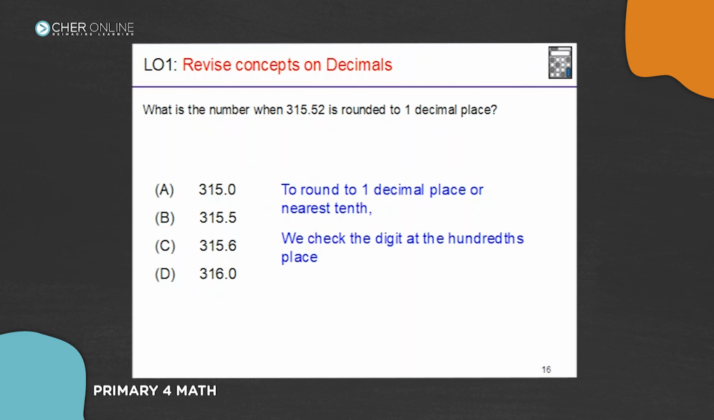To round off to 1 decimal place, or the nearest tenth, we have to look at the number in the hundredths place. So 2 is the number in the hundredths place. If it's less than 5, we do not add 1 to the number in the tenths place, which is 5. So we still remain as 5. So it's 315.5. The answer is B.